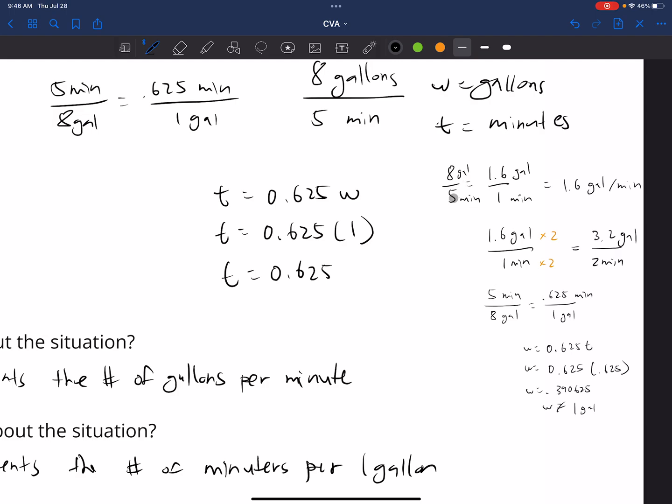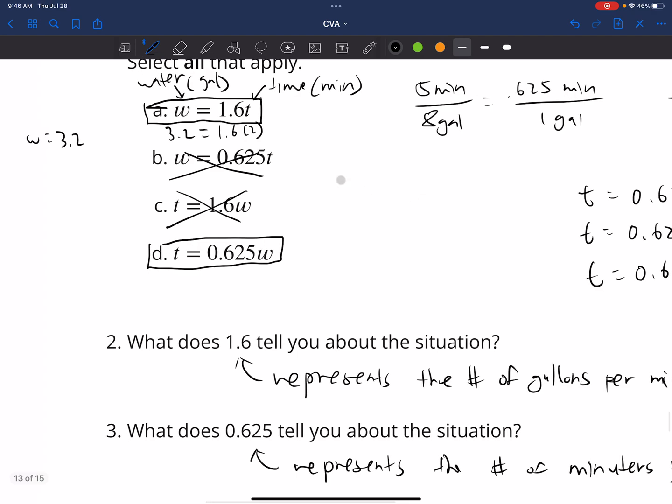And because of that, there are two different equations that can be written. W is equal to 1.6 T and T is equal to 0.625 W. But the only thing that you have to notice is that this T and this W, they're switched.